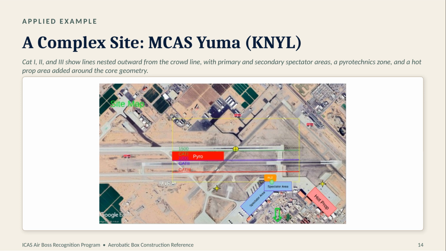And a hot prop area is marked further to the side, a zone where aircraft with engines running are staged and serviced, kept clear of both the spectator areas and the show boundary. This is the level of complexity an Airboss actually manages on show day. The aerobatic box is the geometric core, but the full site package layers several other constrained zones around it.